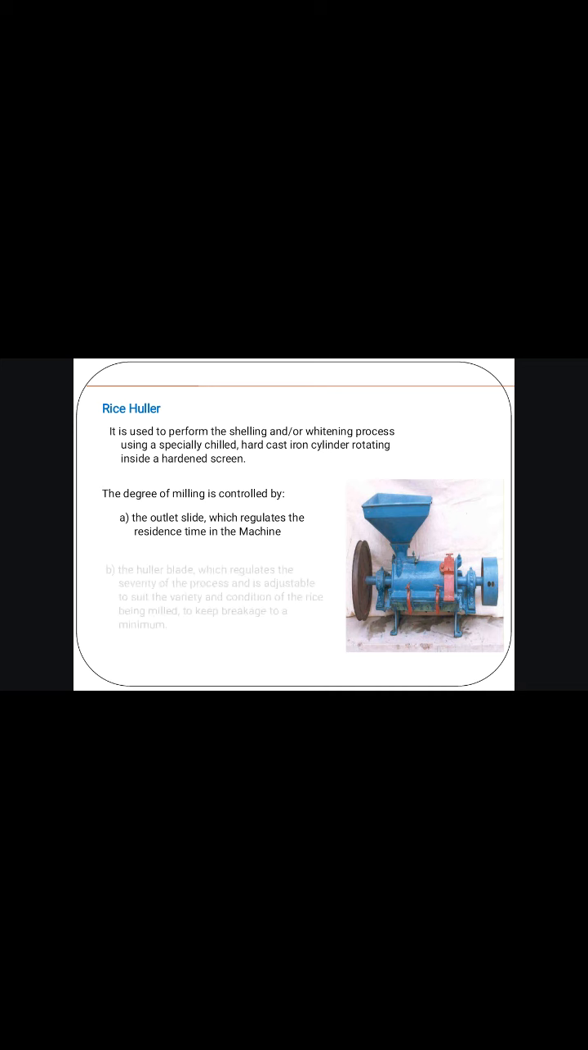The rice huller that is used to perform the shelling and or whitening process uses a special shield, a hard cast iron cylinder rotating inside a hardened screen. The degree of milling is controlled by the outlet slide, which regulates the residence time in the machine. Also the huller blade regulates the severity of the process and is adjustable to suit the variety and condition of the rice being milled to keep breakage to a minimum. So this figure shows the rice huller.